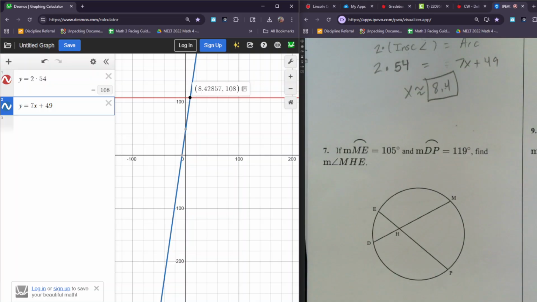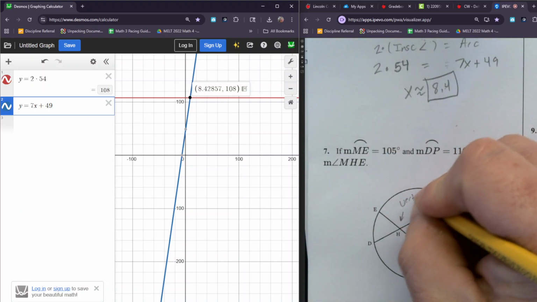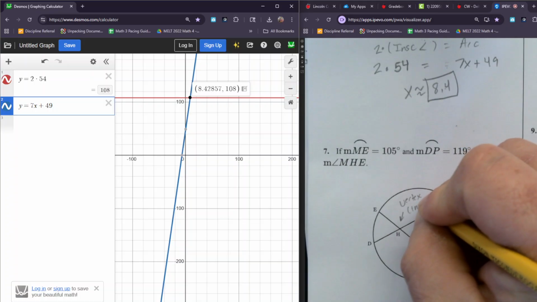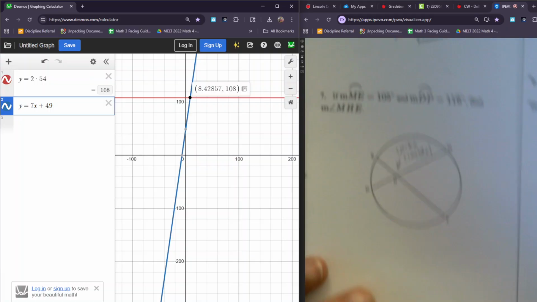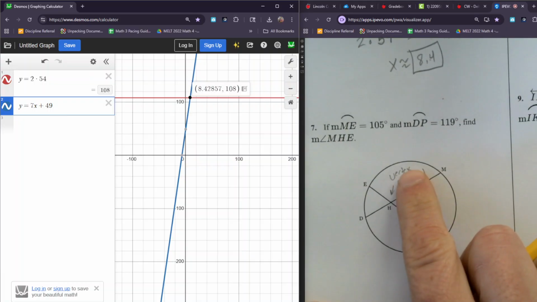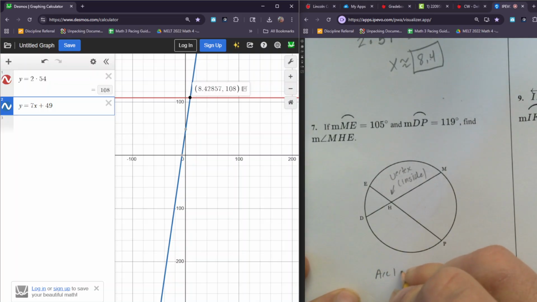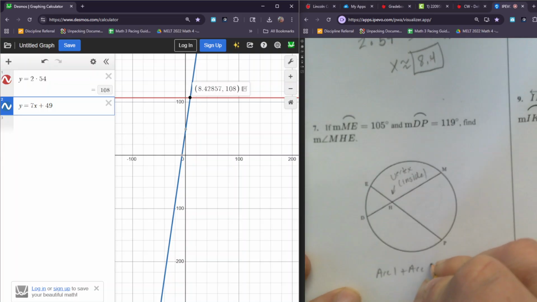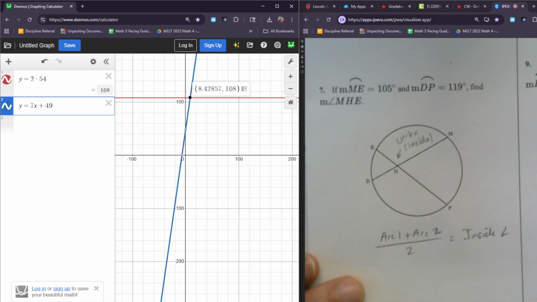Now going to angles and circles. Now notice the vertex is inside the circle. So now let's think about this just a minute. The vertex is inside. That's what really matters, where your vertex is. It's arc 1 plus arc 2 divided by 2 is equal to the inside angle.